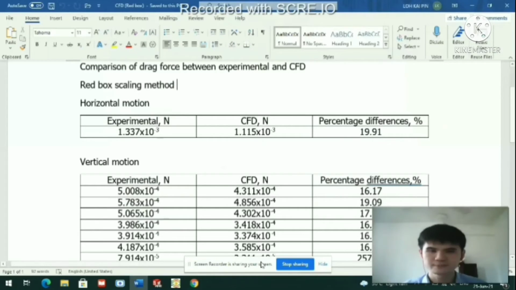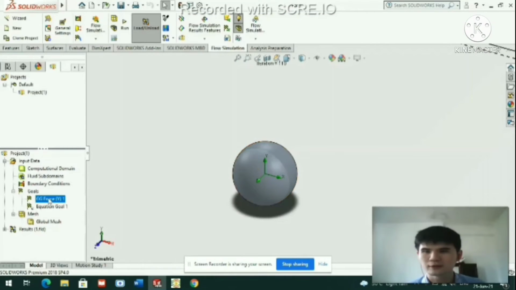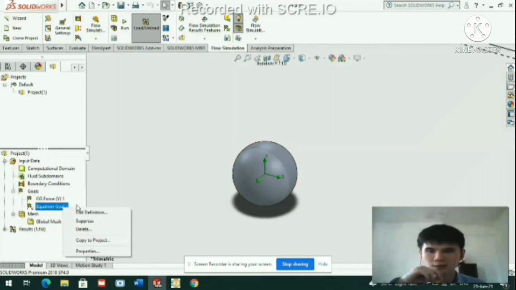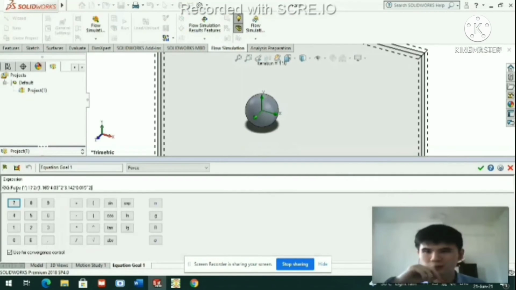How to get the safety drag force value. First of all, we can input the global drag force in direction y, or if x direction we can input x. So the equation, we can input the formula. The y direction is a GG force y. So this is a drag coefficient formula.